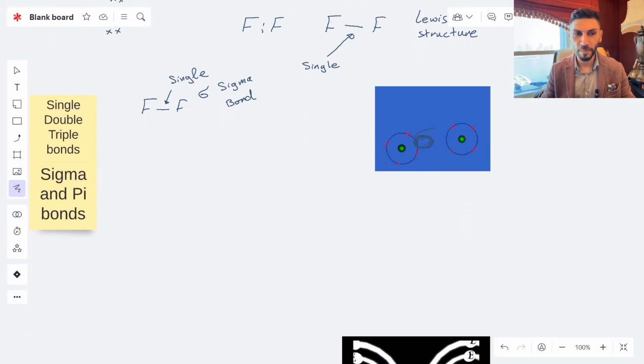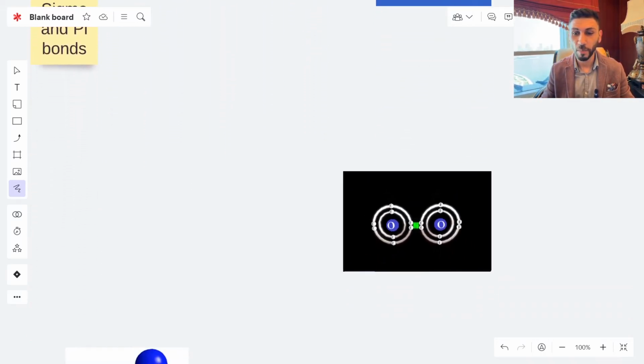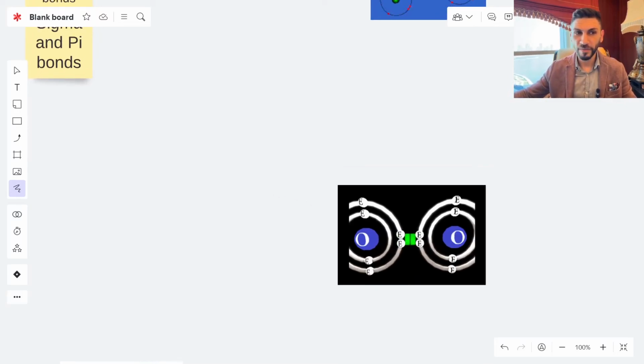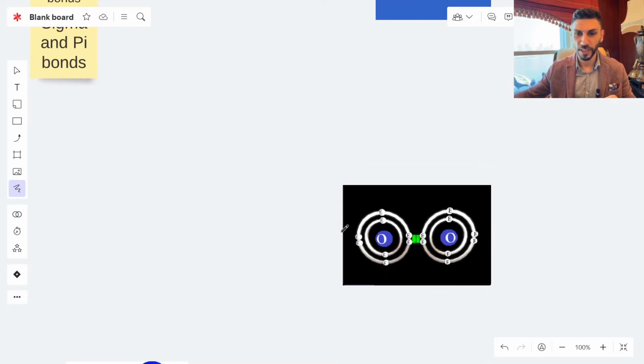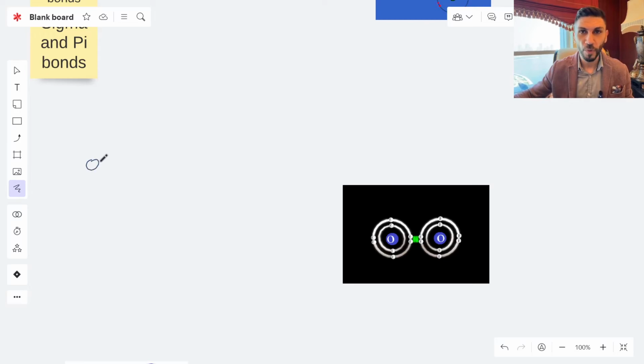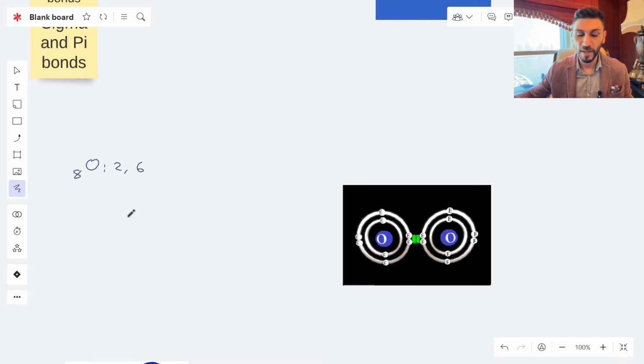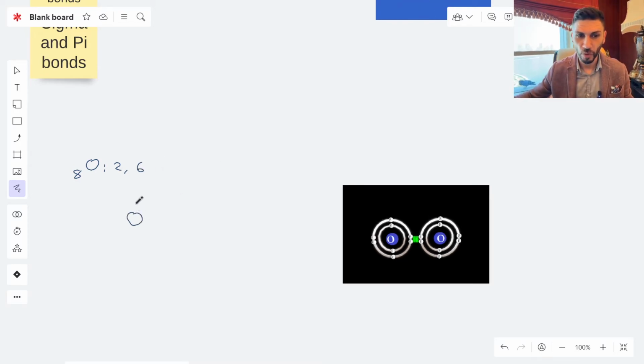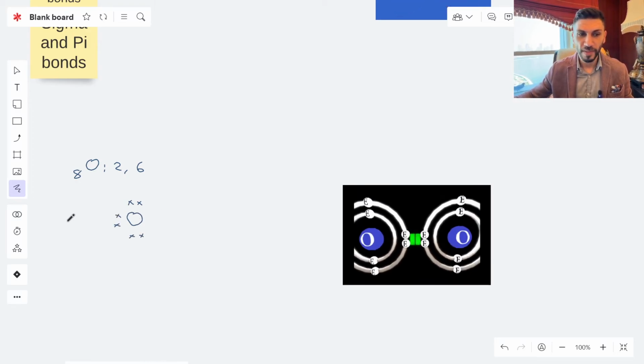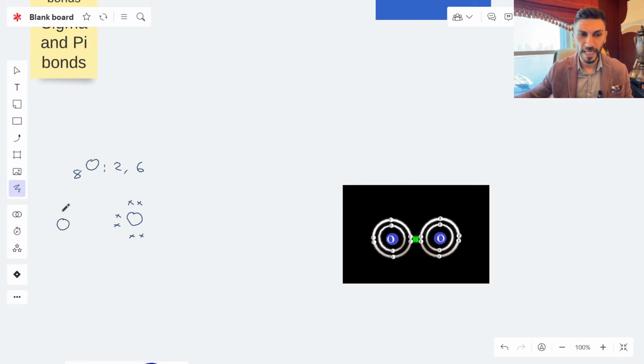Let's have another example about the covalent bond, which is the double bond. Here I have 2 oxygen atoms, as you can see. The oxygen from the periodic table has 8 electrons, so the configuration is 2 and 6. That means the electron dot structure for the first oxygen has 1, 2, 3, 4, 5, 6 electrons. The second oxygen atom also has 6 valence electrons, so 1, 2, 3, 4, 5, and 6.